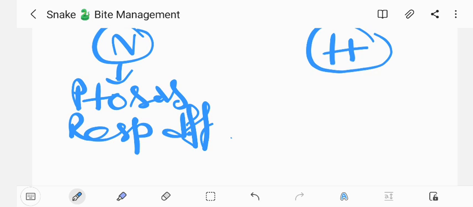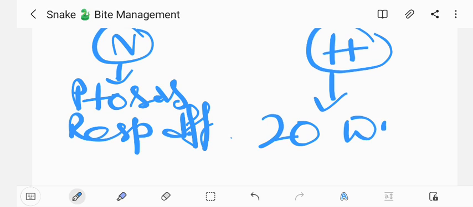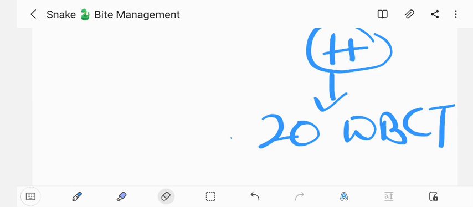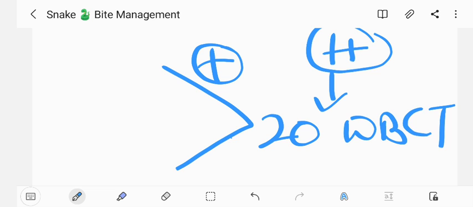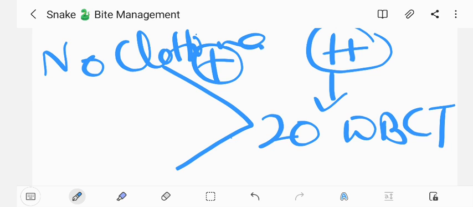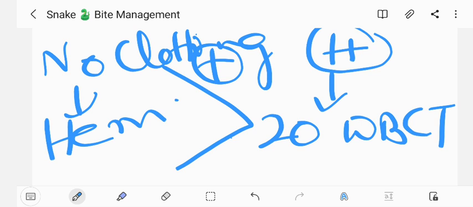To confirm a hemotoxic snake bite, you can see there is bleeding from a particular site, or you have drawn blood and it is oozing from the punctured site, or you go for the 20-minute whole blood clotting test. After 20 minutes you check the result. If it is positive, it means there is no clotting of the blood even after 20 minutes. So you can confirm it as a hemotoxic snake bite.